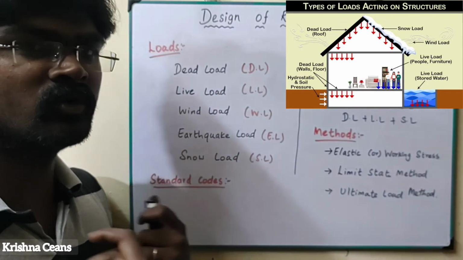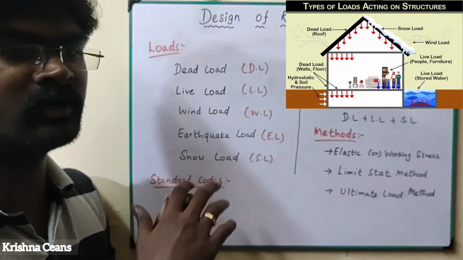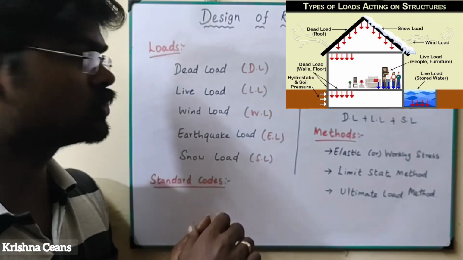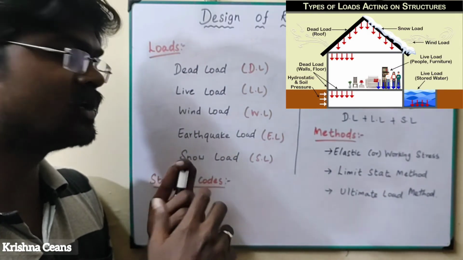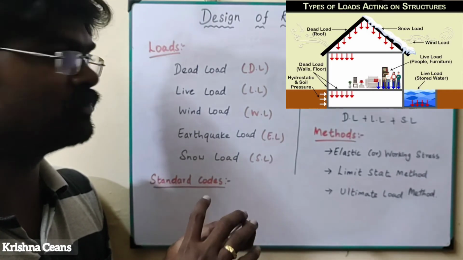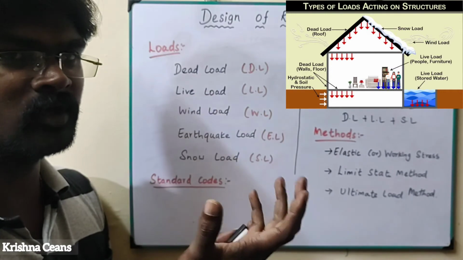Then live load. Ourselves, human beings, who use the structure over the dead load, we call it live load. We will discuss some examples of live load later. Then wind load: this is the wind zone where the maximum wind will be available. That area we will consider as the wind zone, for the wind load.